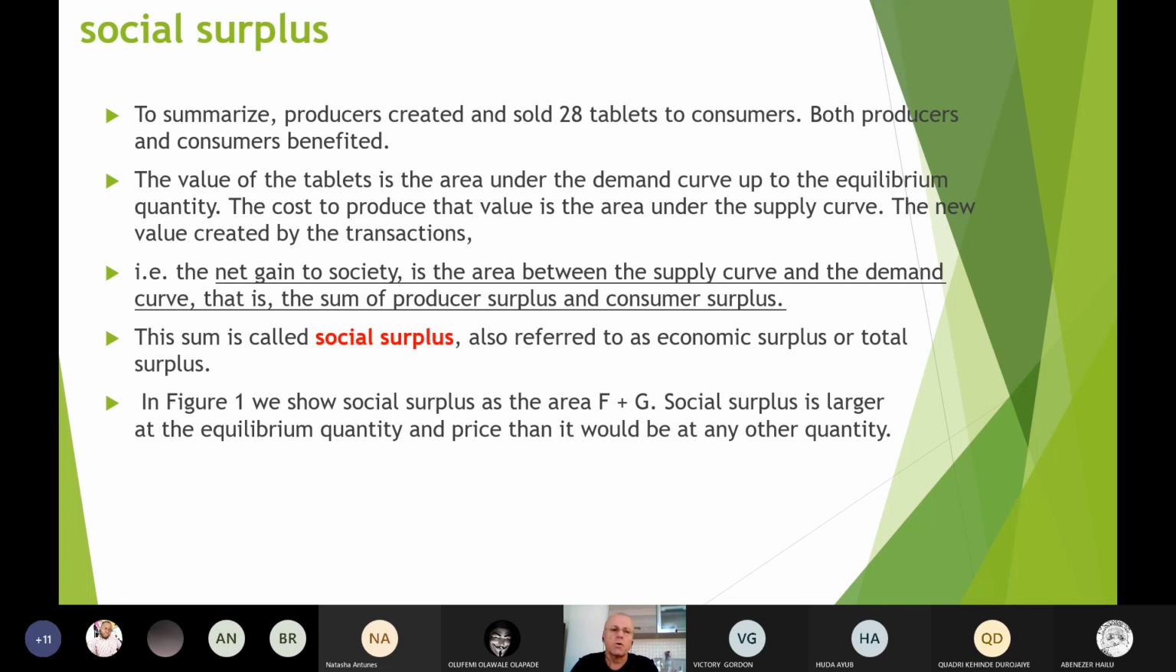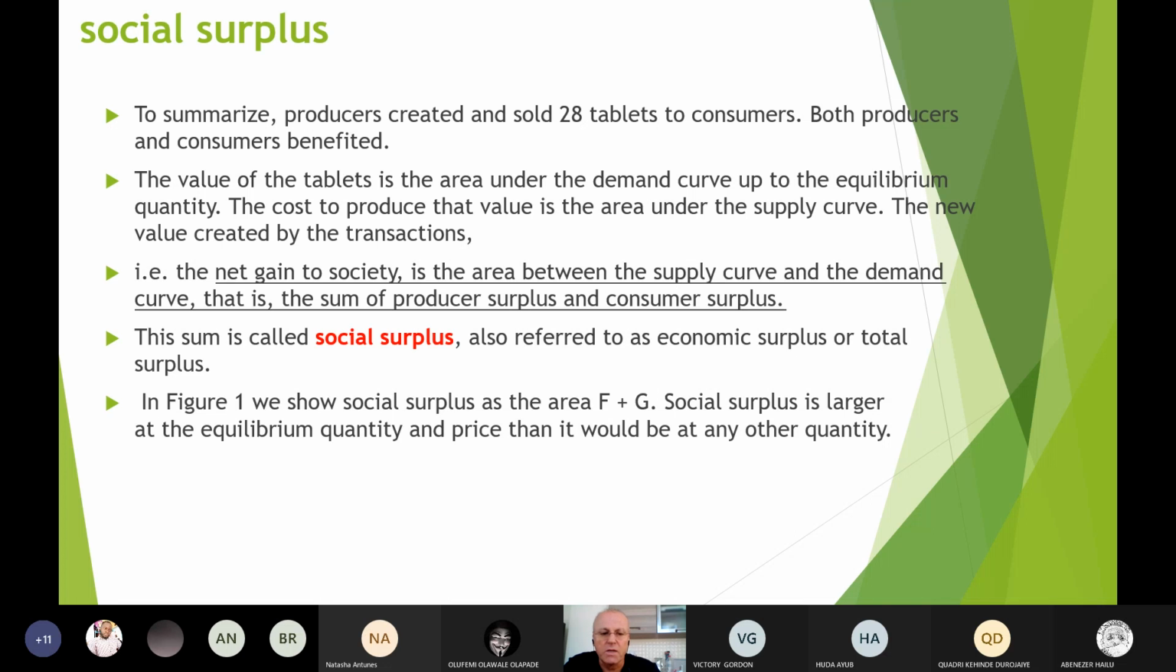The social surplus, of course, is the total amount of these two surpluses, the consumer surplus and the producer surplus. The net gain of this society is the area between the supply curve and the demand curve. That is the sum of the producer surplus and the consumer surplus. We call this social surplus because bilaterally consumer surplus and producer surplus is already realized here.